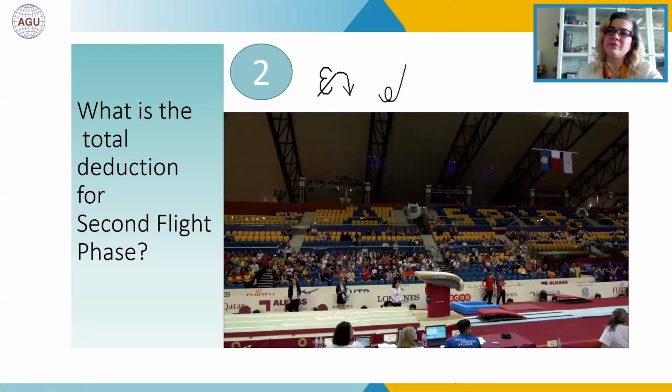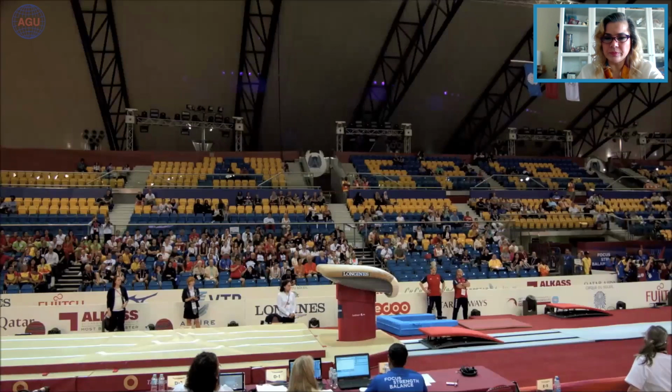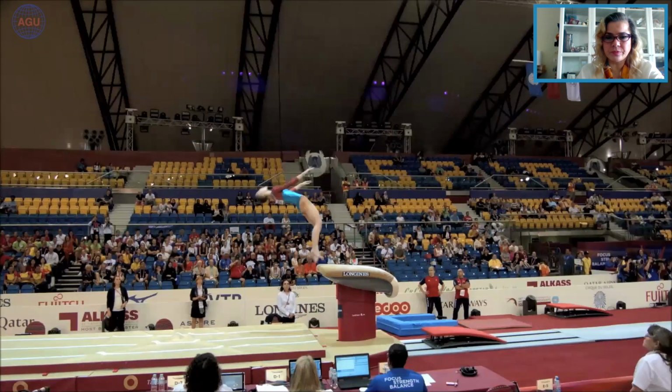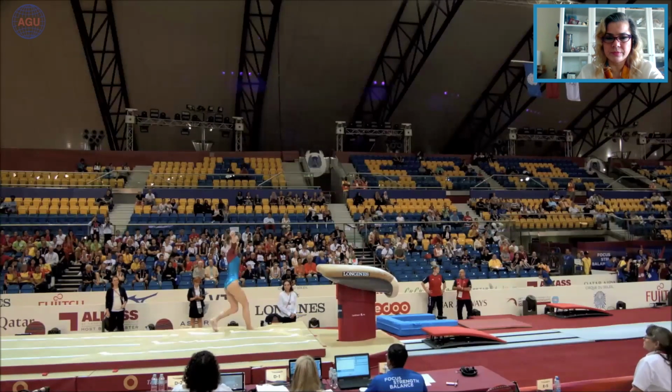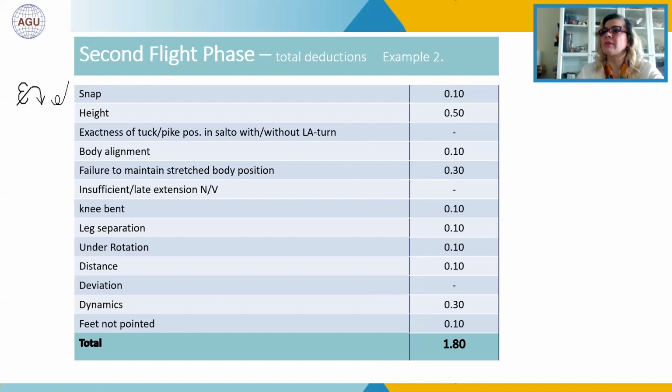Now it's an element from group 3, Sokuhara stretched, and here we go. Okay, now let's see what we have in the second flight phase. As you can see, she had a snap here, 0.1.